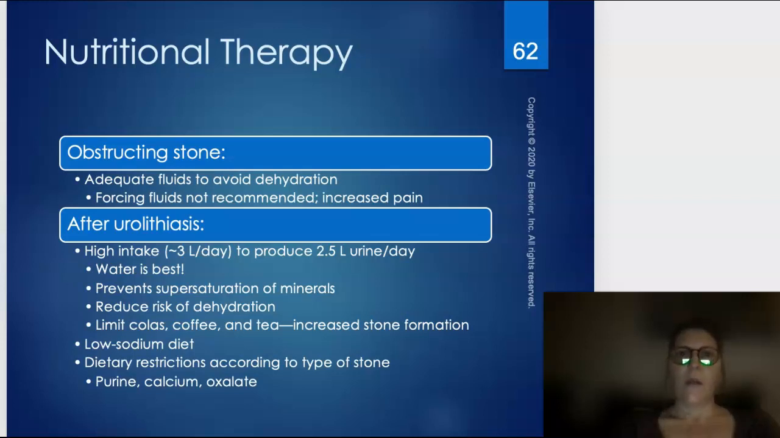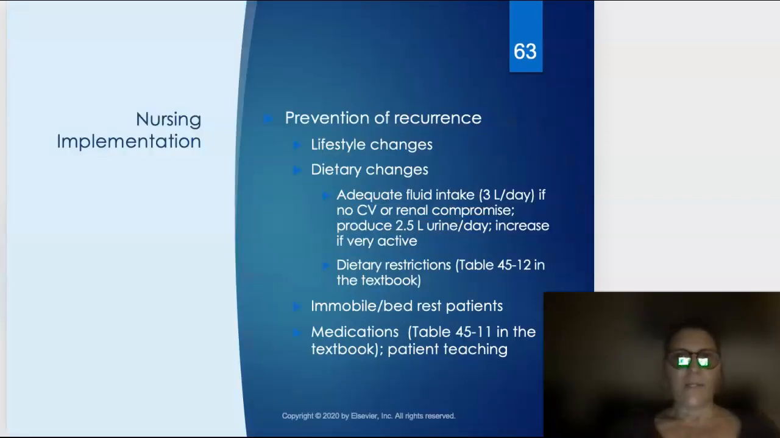Water is best. Prevent supersaturation of the minerals, reduce risk of dehydration, limit colas, coffee, and tea because they increase stone formation. A low sodium diet, and dietary restrictions according to the type of stone, which would be purine, calcium, and oxalate. If you look up an oxalate-free diet, there's a whole diet that people need to go on if they have kidney stones. Lifestyle changes, diet changes that we talked about, immobile bed rest patients, and then there are different medications and patient teaching, which is in your book.